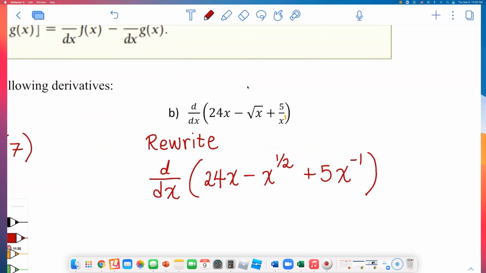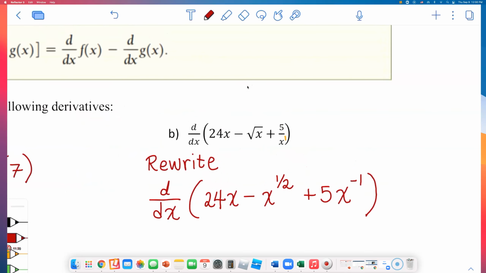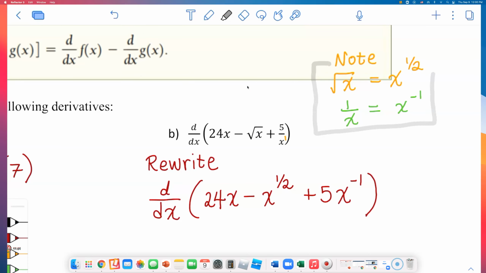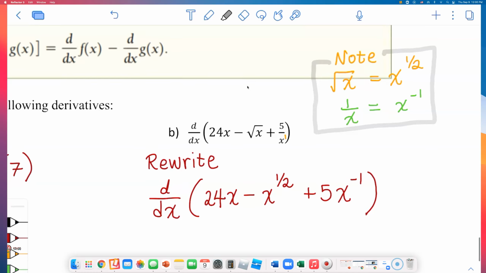So two things that I use to rewrite are this. So note, square root of x is same as x to the 1/2 power. Second, 1 over x is the same thing as x to the -1st power. So review these for me. You've seen these sometime before, but if you haven't used these recently, I want you to remember them, because you need to be able to rewrite algebraic expressions in order to use the power rule, okay? All right, let's get at it now.